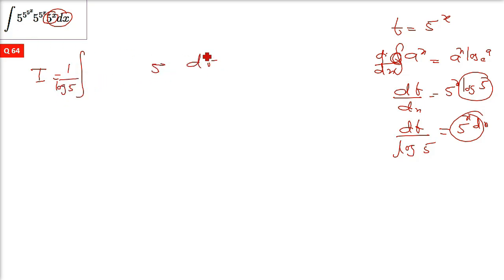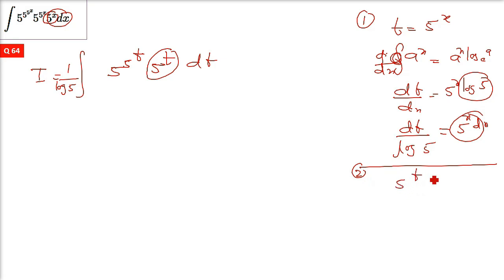Now 5 to the power x is t. So it will be, and the whole 5 raise x dx was already dt by log 5. So 5 to the power 5x is 5 raise t. 5 to the power 5x is 5 to the power 5t. Until now we have just reached the half part. So this is the second level of assumption. Take p equals 5 raise t.